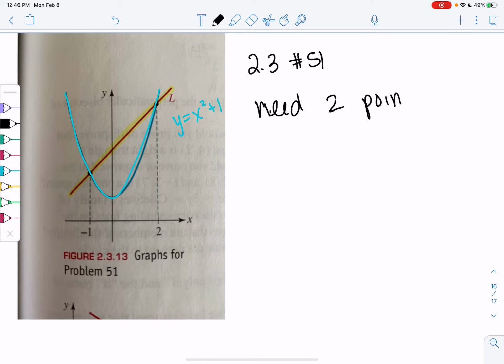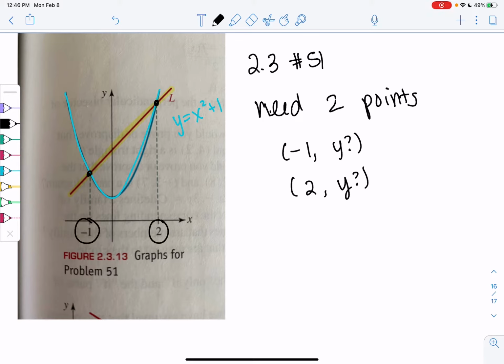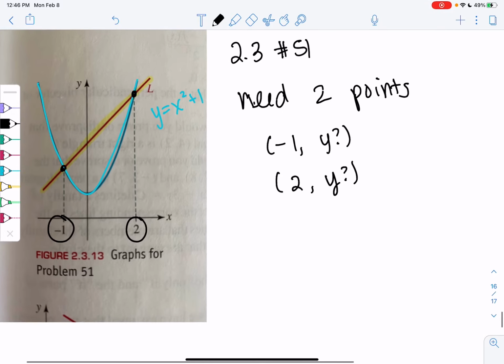And we have 2 points, we just don't know the value of the 2 points. So far we know the x values for the 2 points. So my 2 points would be -1, and the y value is unknown, and then the other point is 2, and again the y value is unknown. But the x values are given. And so that's where the equation will come into play. So y equals x squared plus 1.